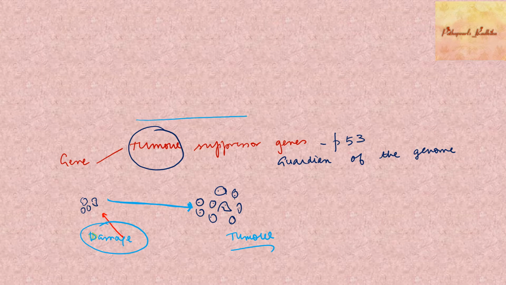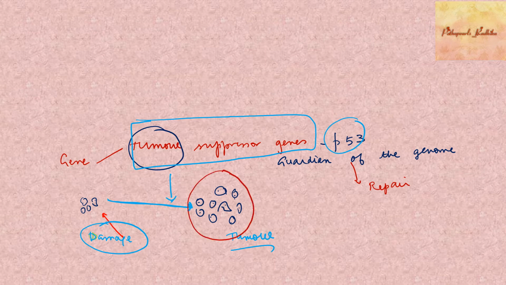So what should be the function of tumor suppressor genes? It should prevent the damage or it should repair the damage. So that's how P53 acts. Whenever your cell has incurred any damage due to radiation or some chemical agents, your P53 is going to be involved in the repair. It will cause the cell cycle to arrest. To proliferate, the cell cycle must happen. So it will cause the arrest of the cell cycle and try to repair it.